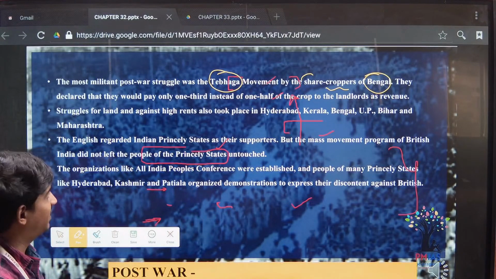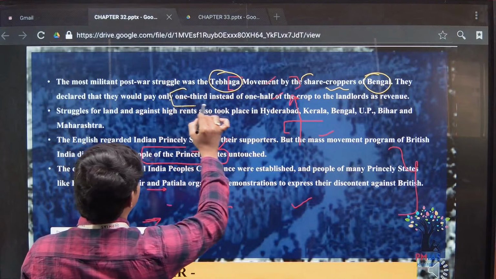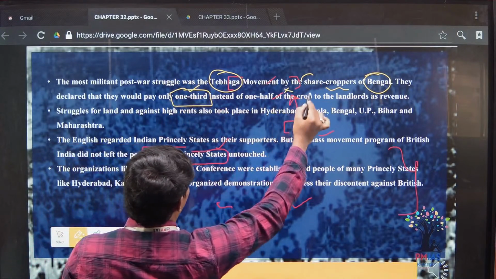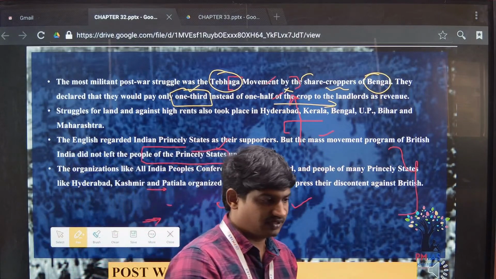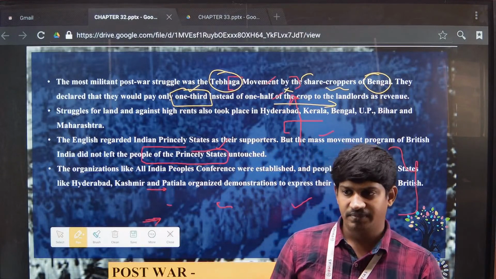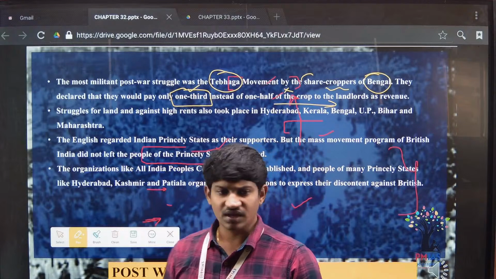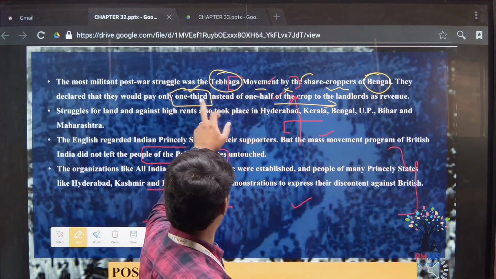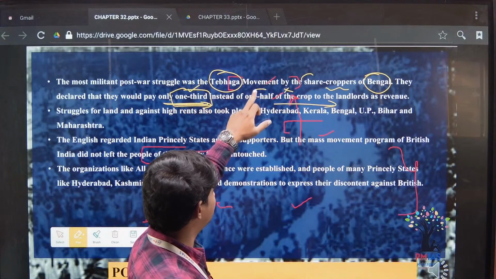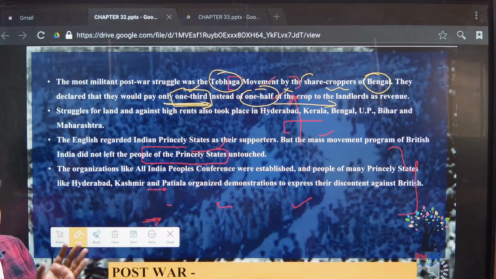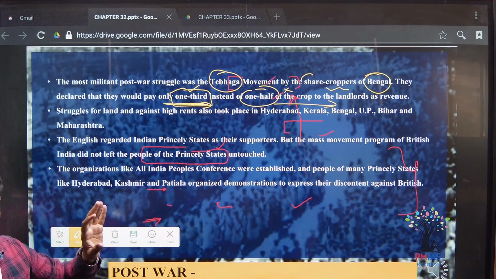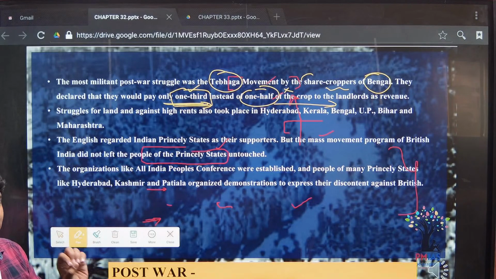So what do they say? We will pay only 1/3 of the produce instead of 1/2 of the crop to the landlords as revenue. So if I have produced 1 metric ton, I will pay only for half a metric ton. Actually what they demanded was that they would pay only 1/3 instead of 1/2. Earlier they had to pay nearly 70% to the landlords. So afterward we will pay only 20% or 25%, not more than that. The remaining 70% we will take care of.